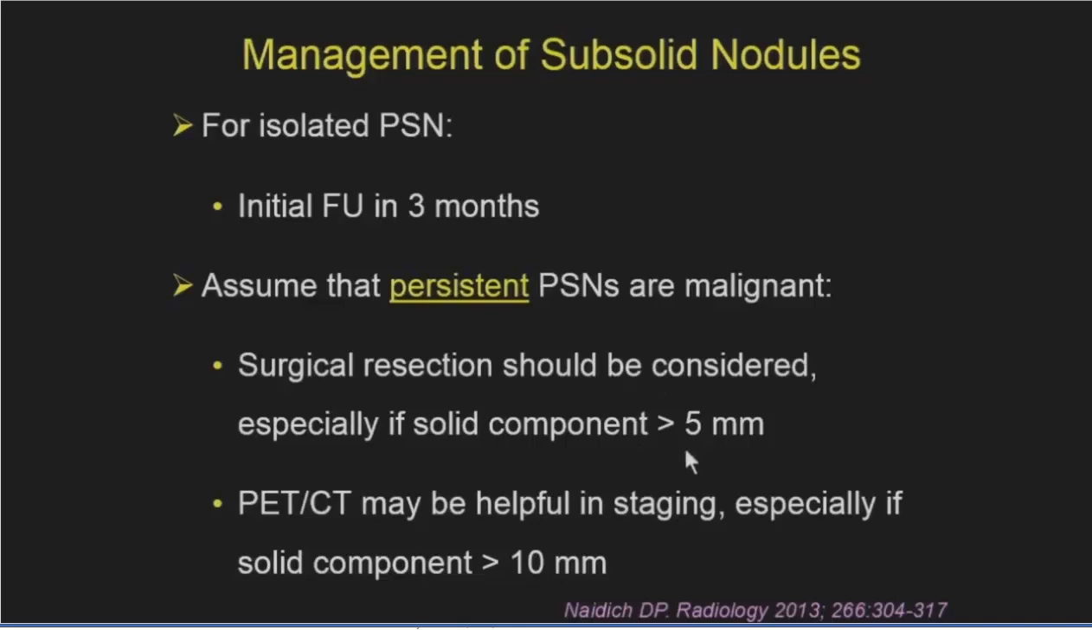If the solid component is up to 5 millimeters, then a more conservative approach with annual follow-up is also acceptable, especially for patients that are poor surgical candidates. In this case, a PET-CT can be performed if the solid component measures greater than 7 to 10 millimeters, but it's usually more useful for staging rather than diagnosis in these lesions.